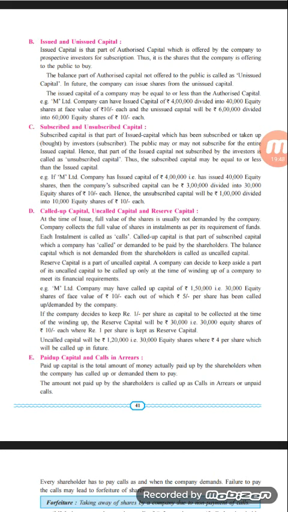So out of the total 1 lakh equity shares, the company has issued only 40,000 equity shares of rupees 10 each. So the total amount that the company would get is rupees 4 lakh, whereas the 60,000 equity shares of rupees 10 each which are not issued come to rupees 6 lakh, and that will be issued by the company at a future date.